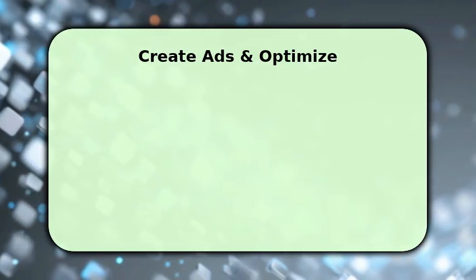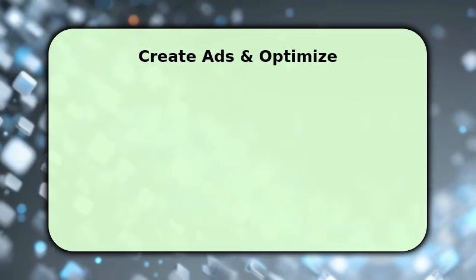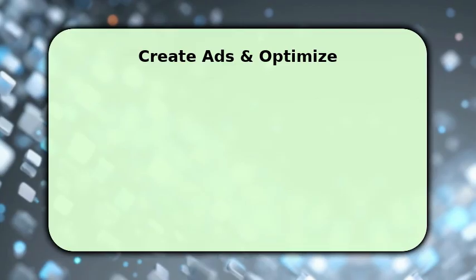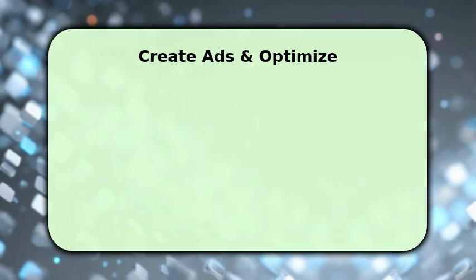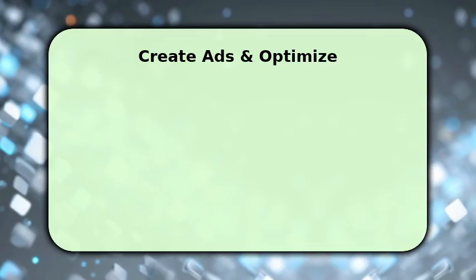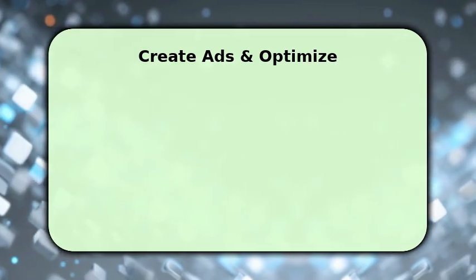Pause underperformers and scale winners by 20 to 30% to avoid volatility. If things go wrong, verify pixel firing, remove overlapping audiences, adjust bid pacing, and refresh creative.